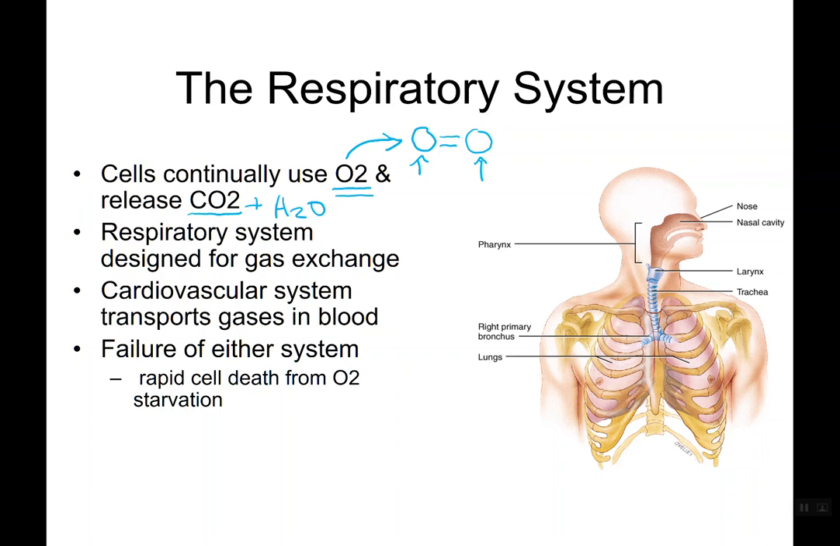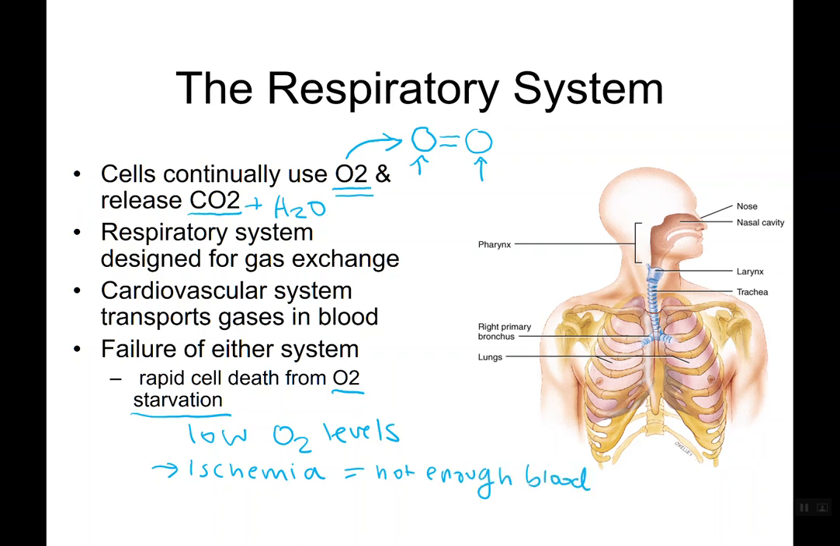So failure of either system results from rapid cell death due to hypoxia. So hypoxia is low oxygen levels. And hypoxia in the tissues can result from ischemia, which is not enough blood. So that would look like a clot traveling to the left anterior descending coronary artery and causing ischemia of the downstream myocardium in the ventricles.